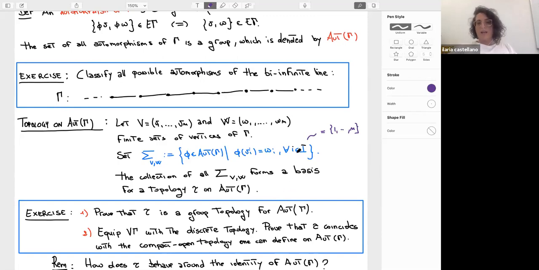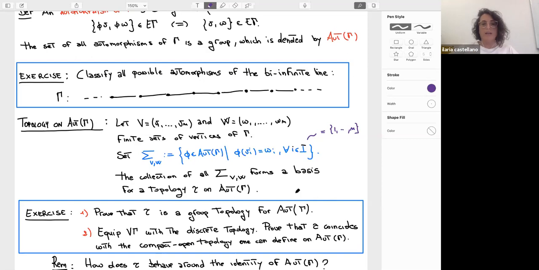So for every index i, Vi is mapped to Wi. It's not difficult to check that the collection of all possible sigma VW, where V and W run among all finite sequences of vertices, satisfies all the axioms for being a basis of a topology.